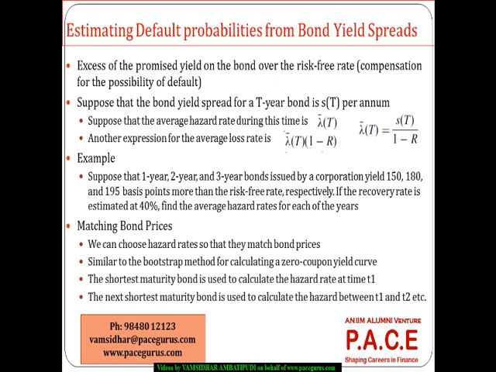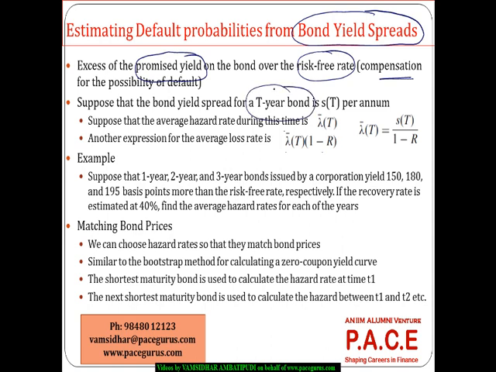Now let's look at the different mechanisms of estimating the default probability. One initial mechanism that we will look at is estimating them from the bond yield spread. Whenever we talk about a spread, it is the excess of the promised yield, whatever this bond is yielding, over the risk-free rate. So in excess of the risk-free rate, what is the yield this bond has promised to give? And that excess, we are trying to visualize as a compensation for the possibility of default. The higher the yield, the higher the excess over the risk-free rate, the higher I am looking at it as a compensation for the possibility of default.